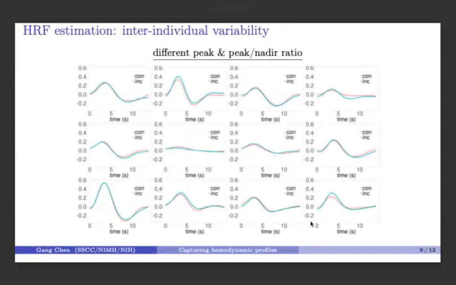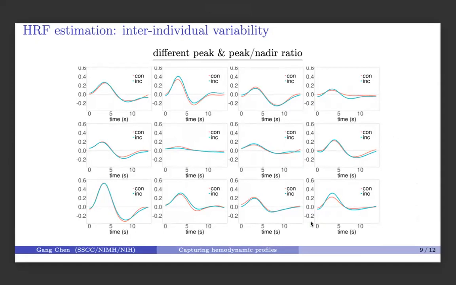This slide shows the cross-individual differences in terms of hemodynamic response. This is still in the insula, in this particular region. I'm showing exactly 12 individuals. You can see that, even under both conditions, congruent and incongruent, they have pretty much the same overall shape across conditions and across individuals.